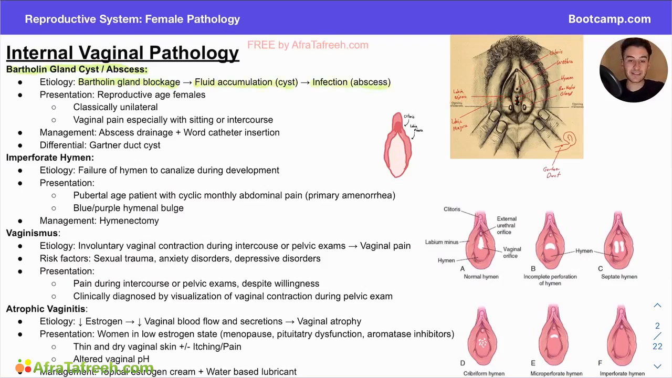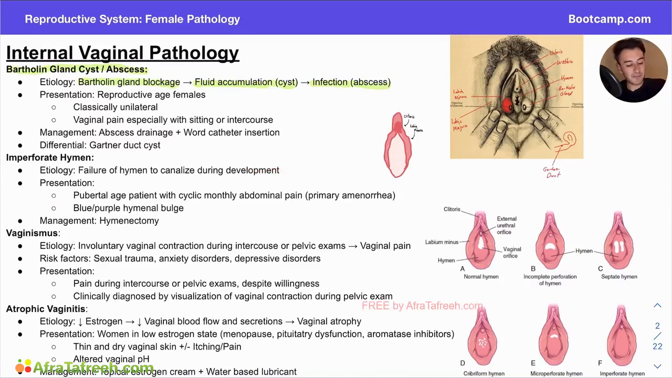And the way this presents in a classic patient vignette is it's going to be a reproductive age female who may or may not be sexually active, and they're going to present saying, I have some vaginal pain, this is really bad when I'm sitting down, or it's really bad with intercourse. And then a pelvic exam is going to show an inflamed red unilateral Bartholin gland. So usually these are going to be presenting as unilateral. That is classic for this pathology.